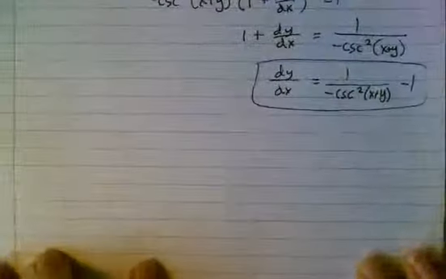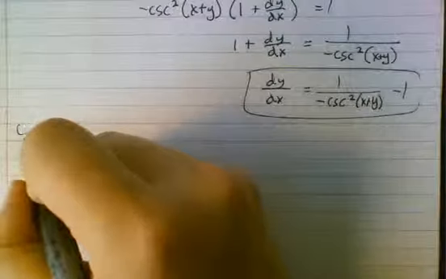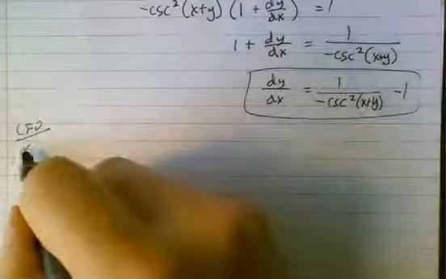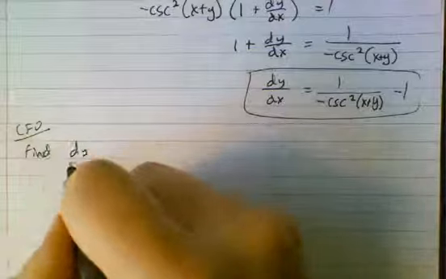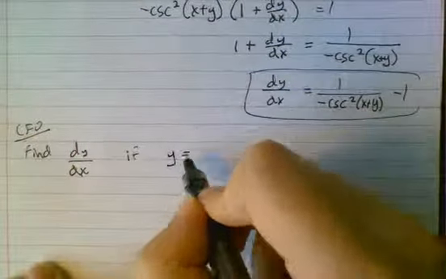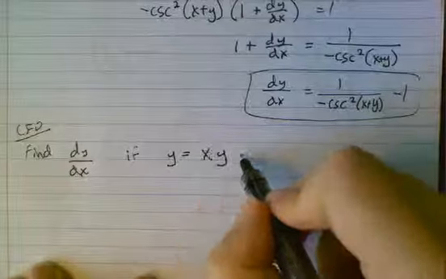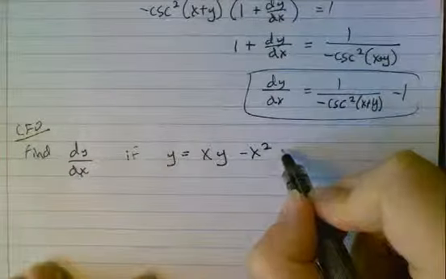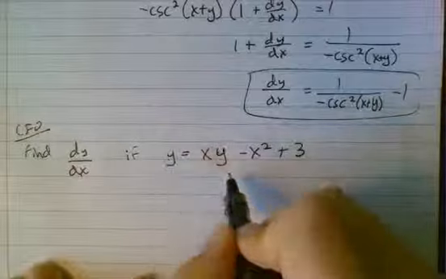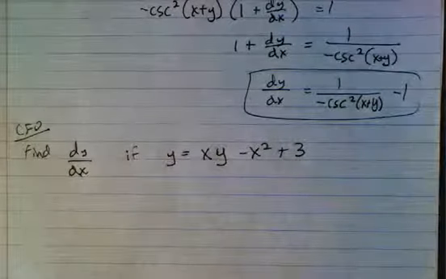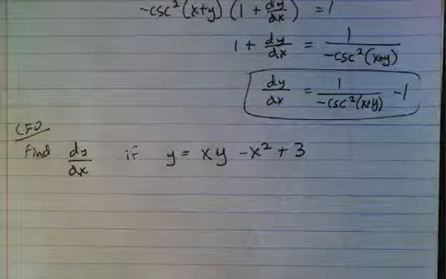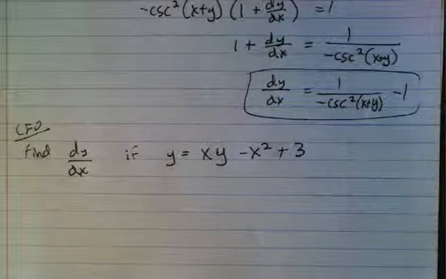Finally, let's do a check for understanding problem. We want to find dy dx if y equals xy minus x squared plus 3. Do notice there are y's on both sides of the equation, so we do have to use implicit differentiation. Go ahead and try that one on your own. Restart the video when you're ready. Pause the video now.